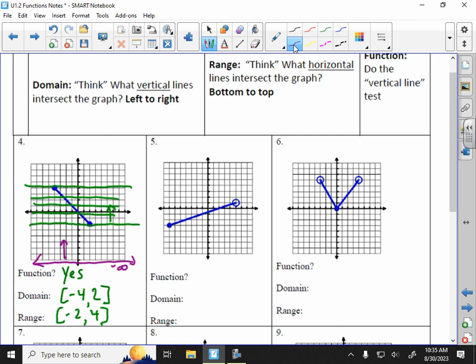And you can see that if you were to draw a horizontal line way up here, like positive infinity, that line will not intersect the graph ever.